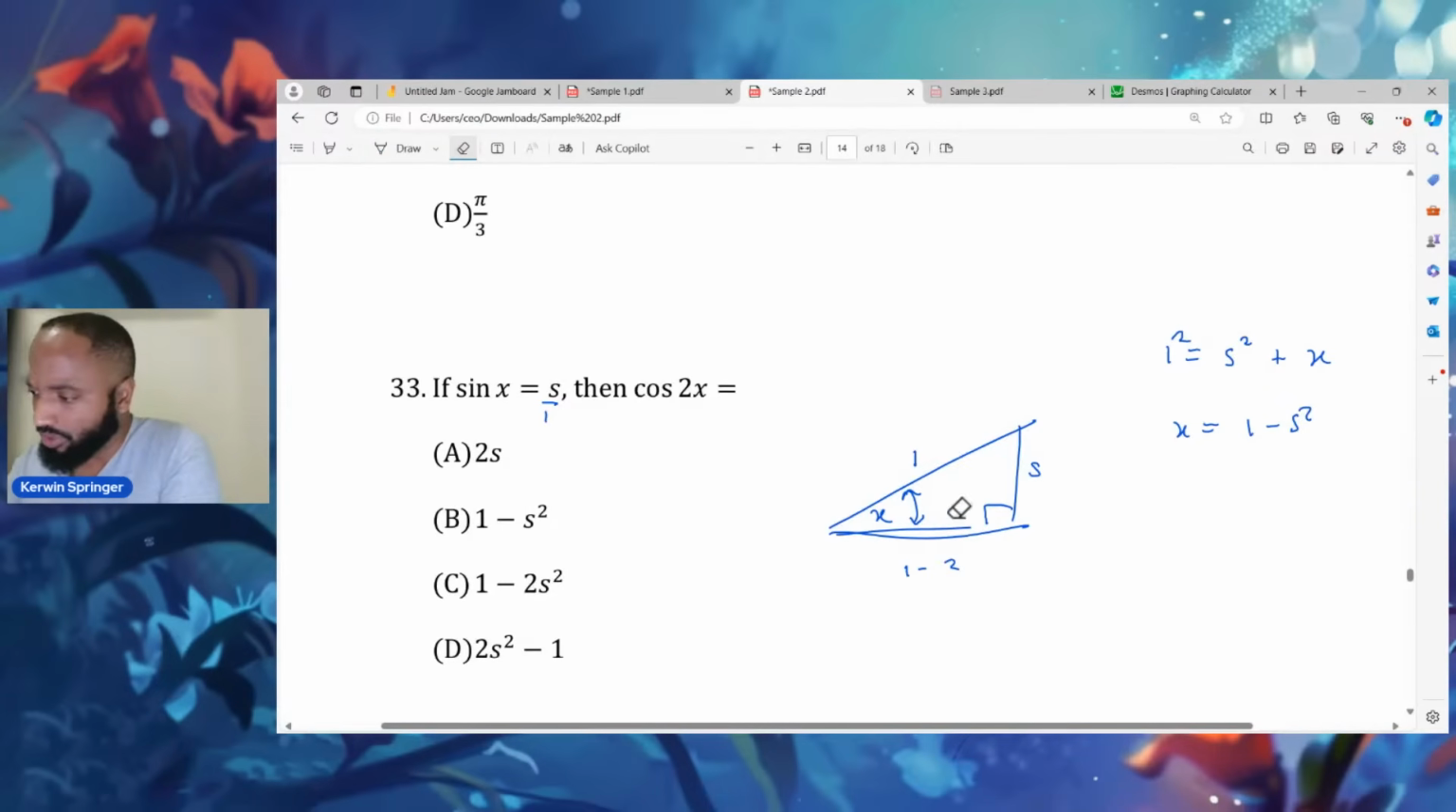Is everybody following so far? I'm going a little fast. I use Pythagoras theorem to find the adjacent side. Why am I doing that? Because cos 2x is really, there are a couple of ways to find cos 2x. What is the double angle formula? So we have sine 2x, we have cos 2x.